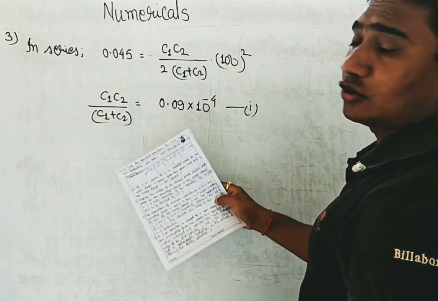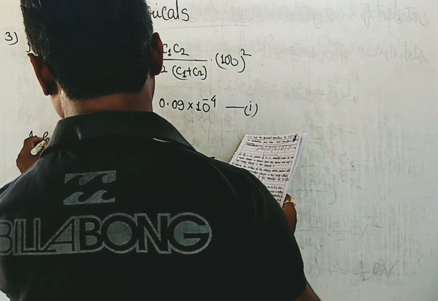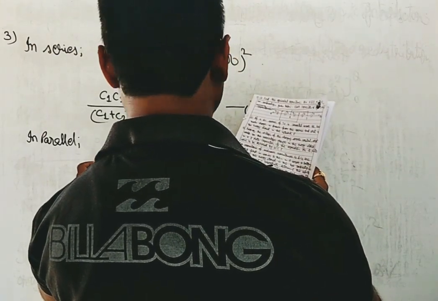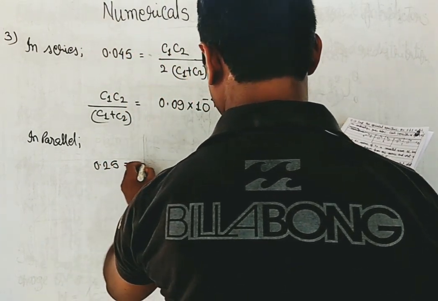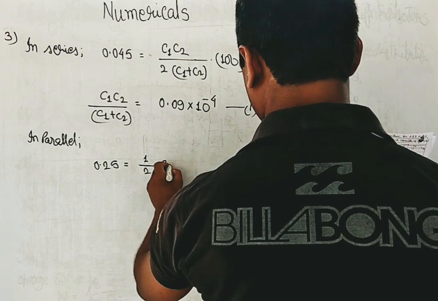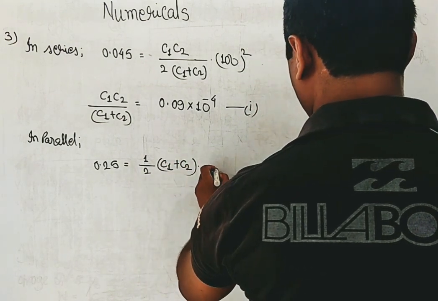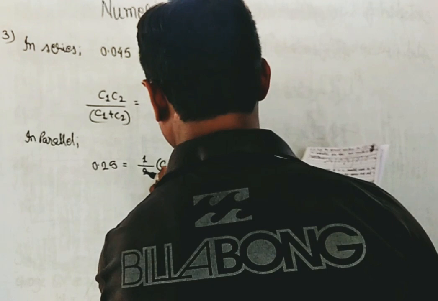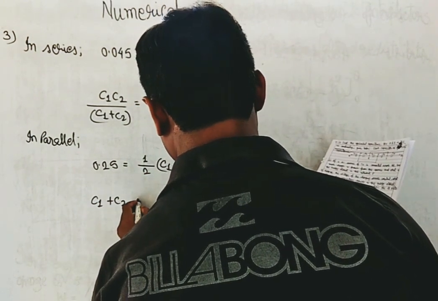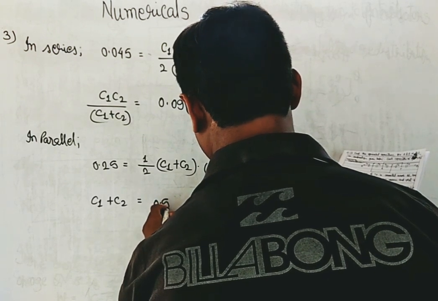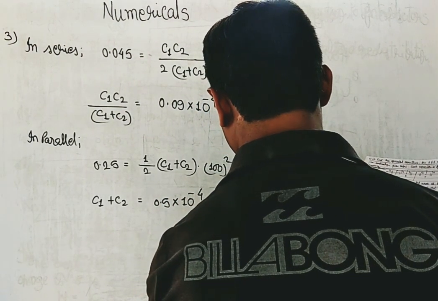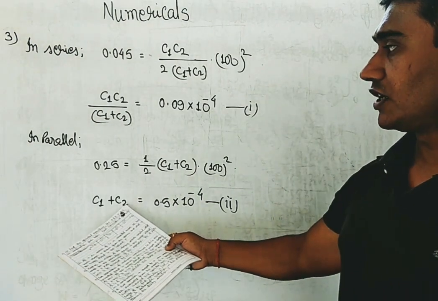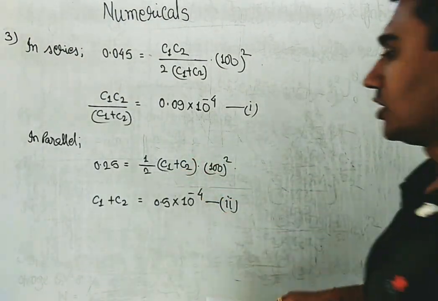Now let's proceed for the parallel combination. In parallel, we have energy given in the question to be 0.25 joule, which is equal to half C1 plus C2 into V square. That V is again given to be the same, 100 square. So let's solve for the C1 plus C2 value. So C1 plus C2 will be equal to 0.5 into 10 to the power minus 4. Let me call this equation number 2. Now, as we place this value back here, we can have C1, C2. So let's proceed.